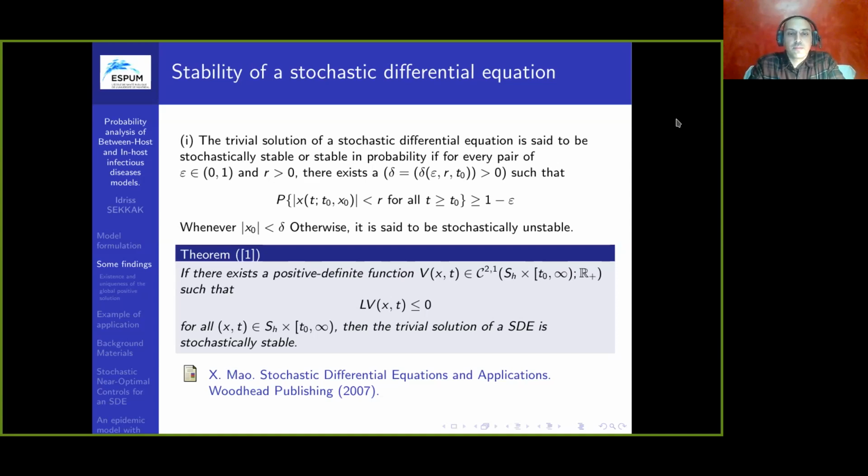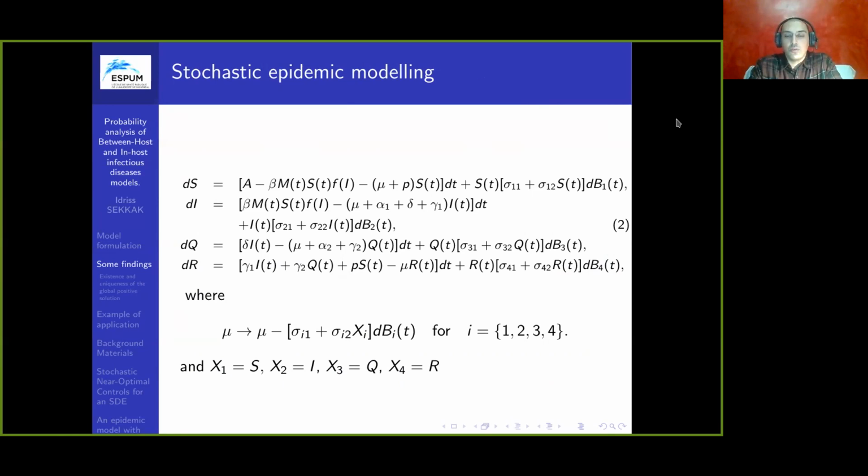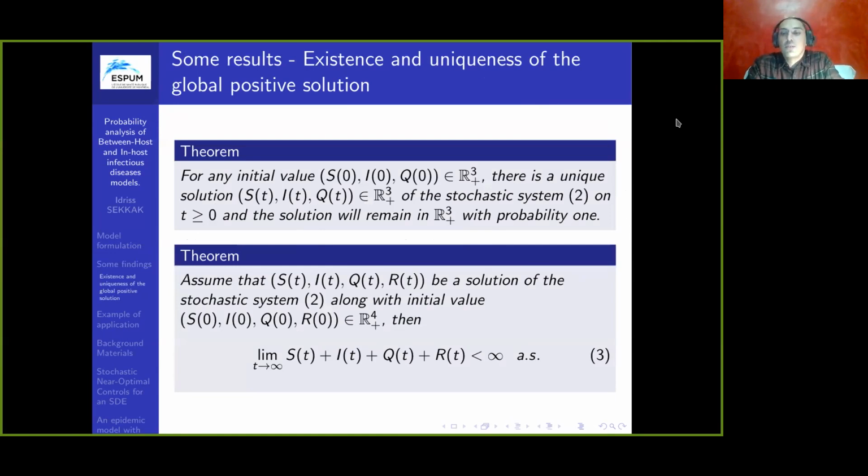So in our model, in order to include the perturbation, we perturbed the mu, in this form, in each compartment. So as the first result, we have the existence and uniqueness of the global solution. For any initial value of SIQ. Here we reduced the last equation because there is no reversion back, as in the type of SIRS model that describes the loss of immunity. So there is a unique solution, SIQ, of the stochastic system, and the solution will remain in its domain with probability one.